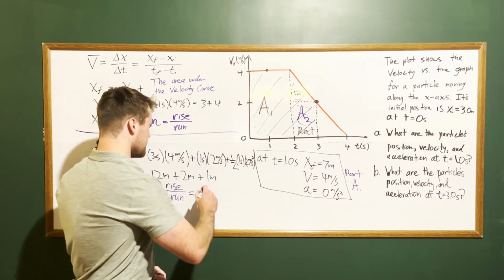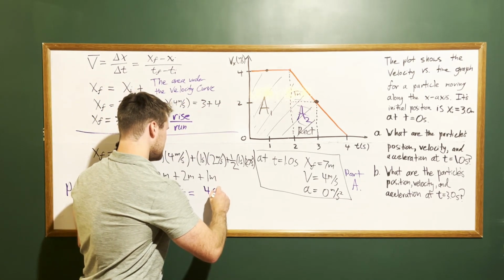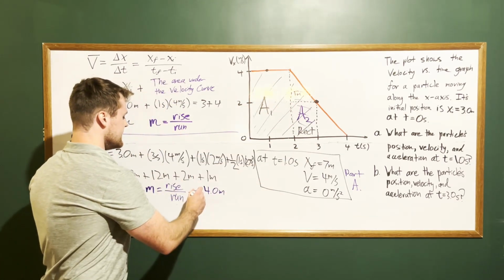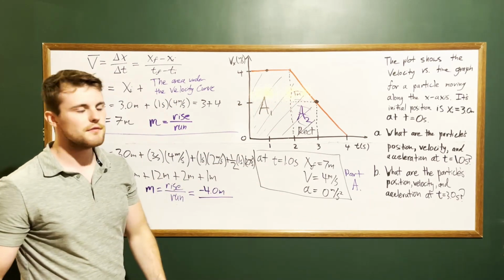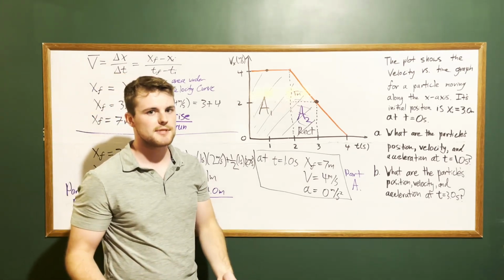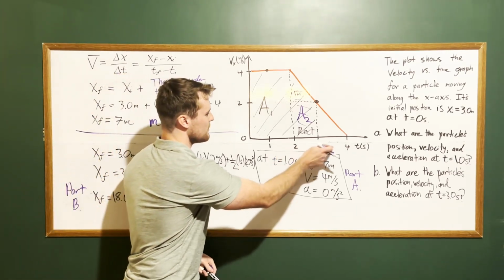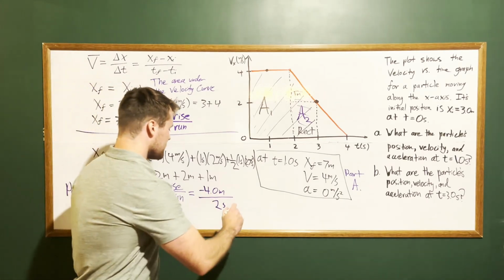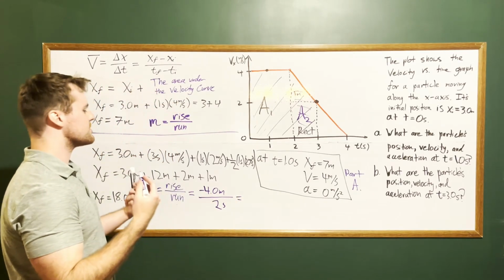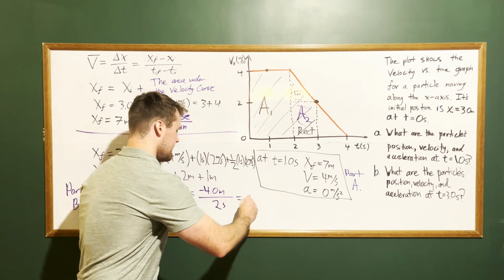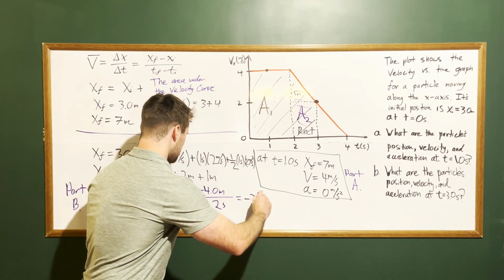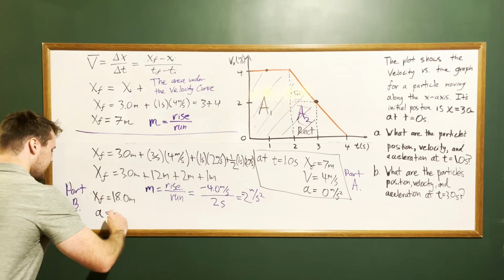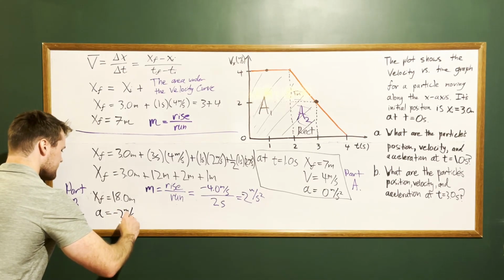So rise is just going to be 4.0 meters. And since the graph is moving down, it is -4. And run, of course, is going to be how much time elapses during this part of our graph, which is just from 2 to 4 seconds, which is 2. So the slope of our line is just -4 over 2, which of course is just -2 meters per second. a equals -2 meters per second squared.